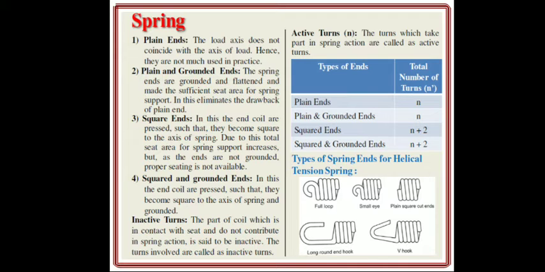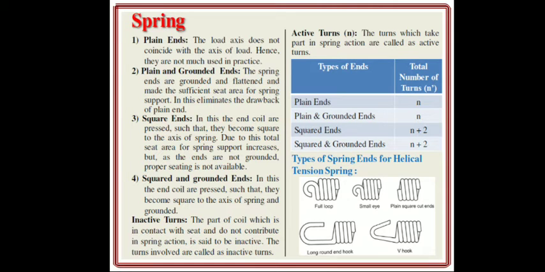Now the next term is inactive turns. What are inactive turns? The part of a coil which is in contact with the seat and does not contribute to the spring action is said to be inactive, and these turns are called inactive turns. And what are active turns? The turns which take part in the spring action are called active turns. These are two very important terms. Inactive means the spring coil does not contribute to the load coming on that particular spring. And an active turn is the spring coil which comes into action when the load is applied on the spring.